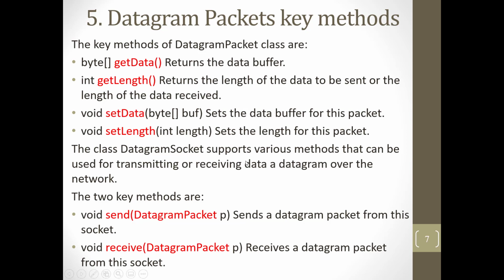Then the class DatagramSocket supports various methods that can be used for transmitting and receiving datagram packets. That means for sending and receiving the datagram, there are a lot of methods available. The first method is send, and the second one is receive. These are the two key methods: send for whatever datagram packet you want to send, and receive for receiving the datagram packet. This is the class, and we are going to create an object for that.